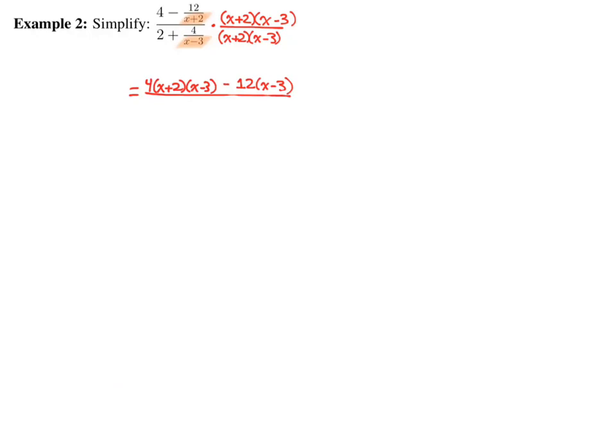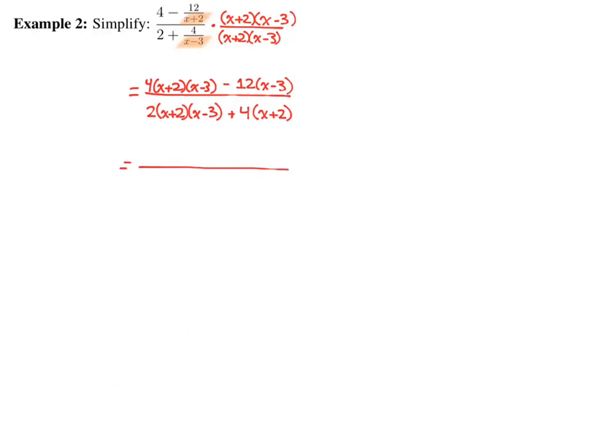So I skipped a step on purpose to help you notice how you could conceivably skip steps and make it less tedious. Okay, so the denominator, the 2 multiplies by x plus 2 and x minus 3. And the 4 multiplies by x plus 2, because again the x minus 3 was eaten up, canceling away the denominator of x minus 3.